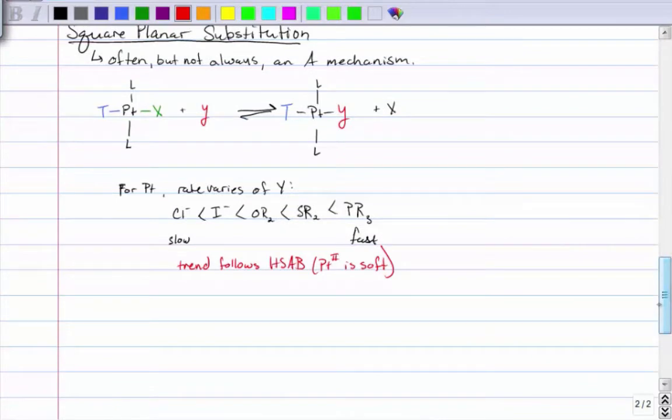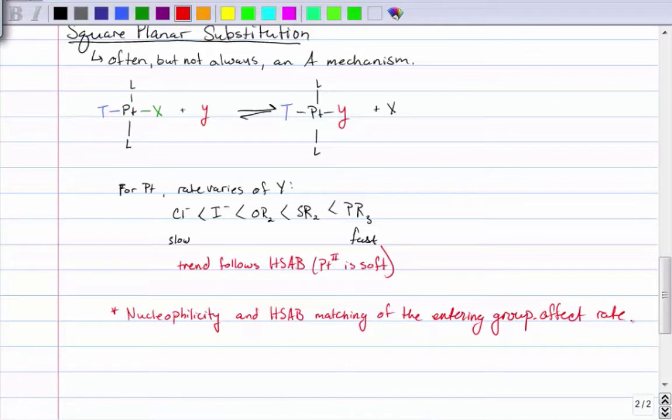So when you're comparing individual ligands and metal interactions, often the two things that really matter are nucleophilicity and hard-soft acid-base matching of the entering group. Did you talk about nucleophilicity in organic chemistry? Okay, good.